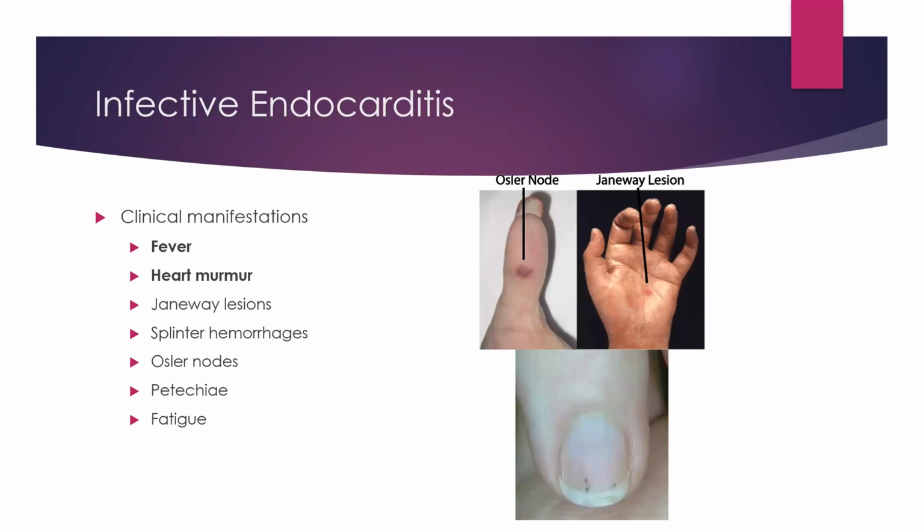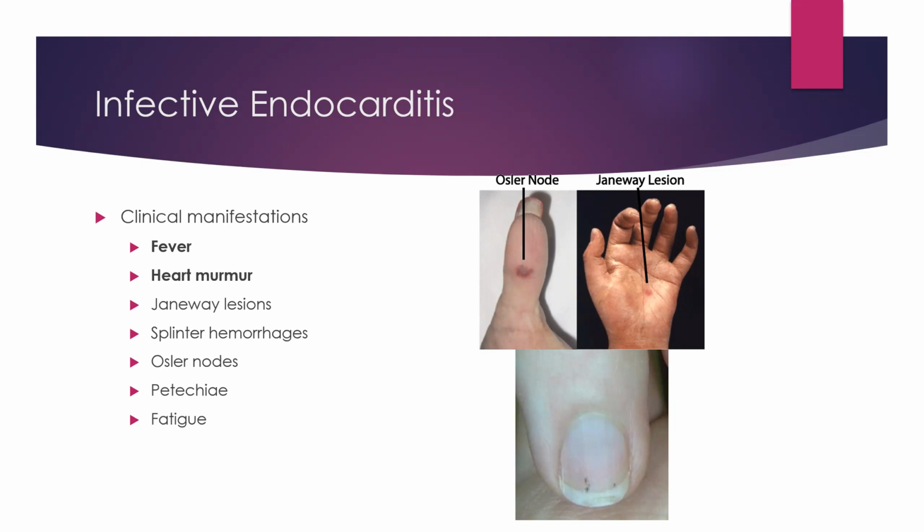We think of a high fever, or we think of a low-grade fever constantly. Remember, our older population may not have a fever, because they can't spike a fever as they get older. So we rely also on heart sounds. If we hear a new heart murmur, this is often the first sign that the patient will develop. We also see these random things on our patients with infective endocarditis.